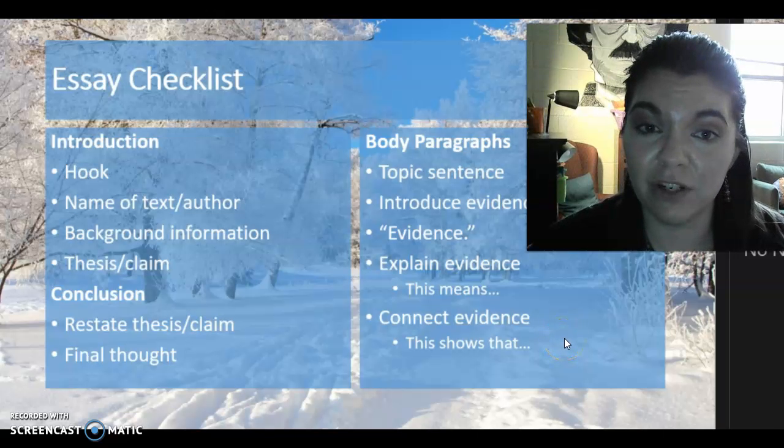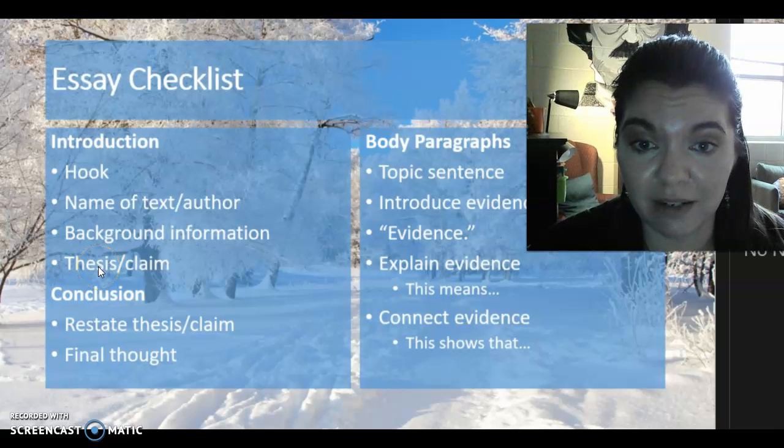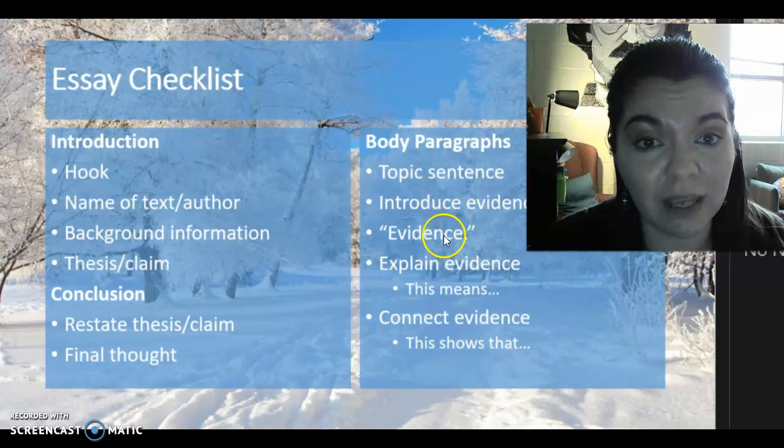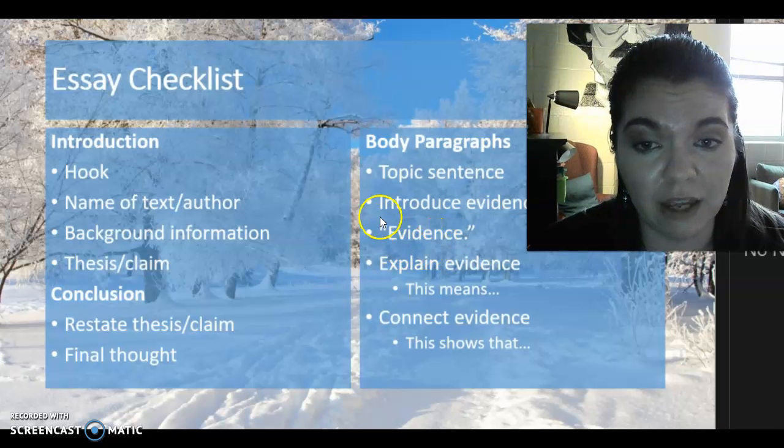Now let's talk about what's going to show up in your body paragraphs. The very first sentence of your body paragraph should be a topic sentence. It should tell me exactly what you're about to talk about throughout that paragraph, and it should connect directly to your thesis statement. After you have a topic sentence, you then want to introduce your evidence. After you have introduced your evidence, you then want to give me your direct quote or your evidence. Please be sure to format it correctly by including direct quotation marks and a period after the quote.